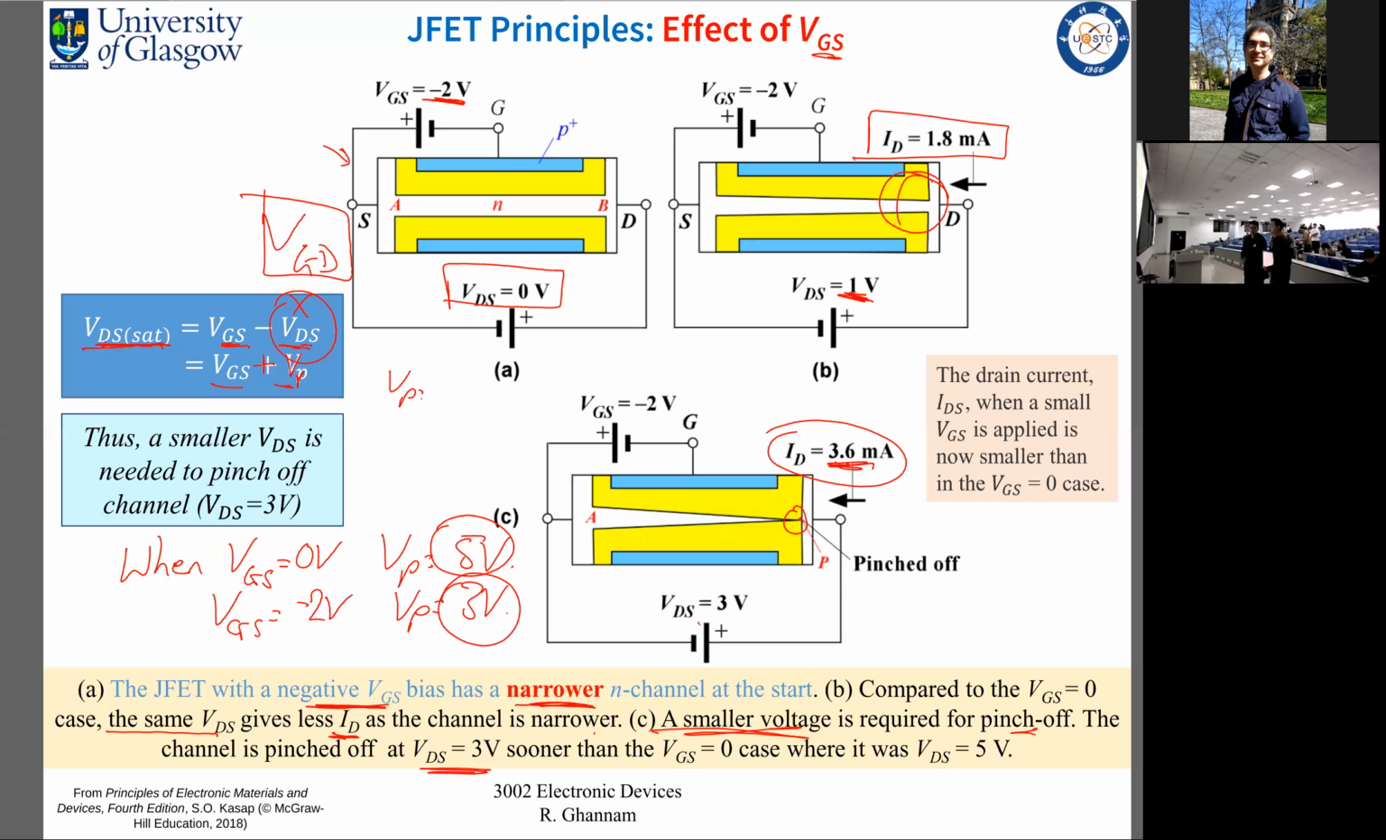So this is a mistake in the notes. This should be VGD. So this is a typing error in the notes. I will make sure to correct this when uploading the lecture notes. So this is VGS minus VGD, and at pinch off, VGD is equal to minus VP. That's why we have this. So this is a typing mistake.